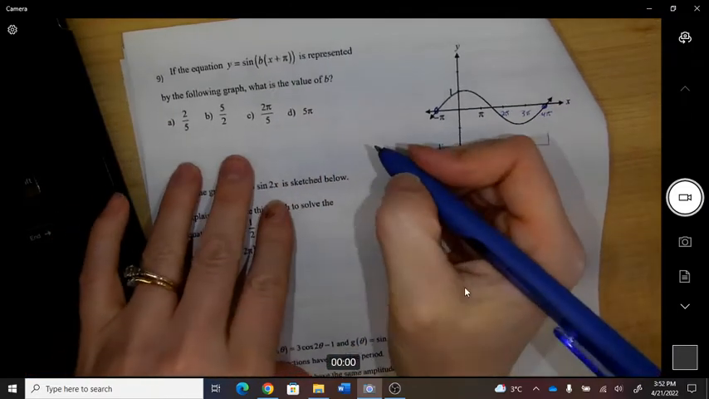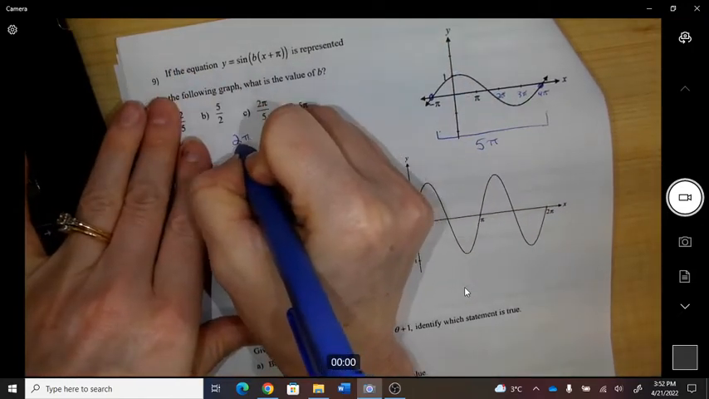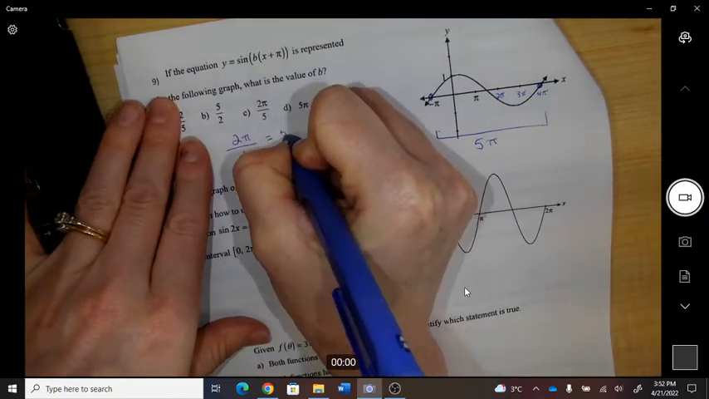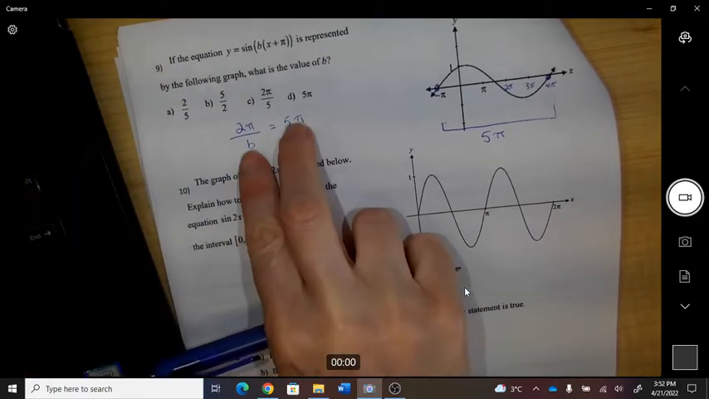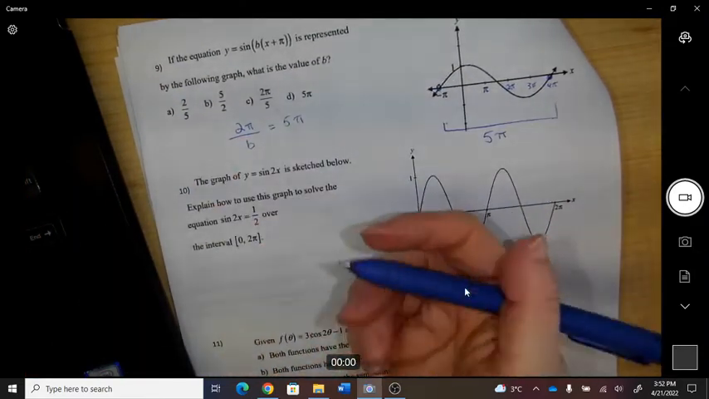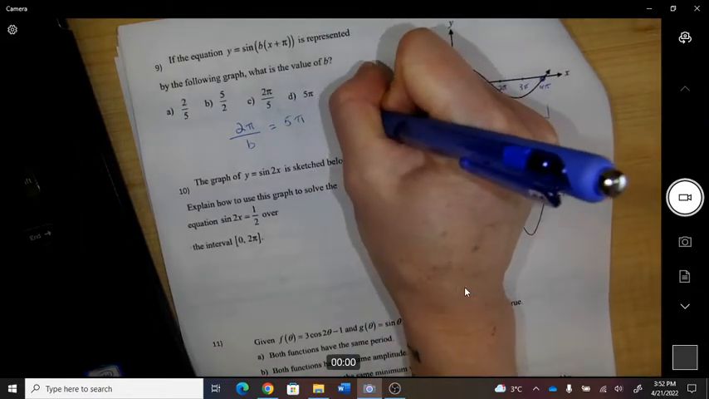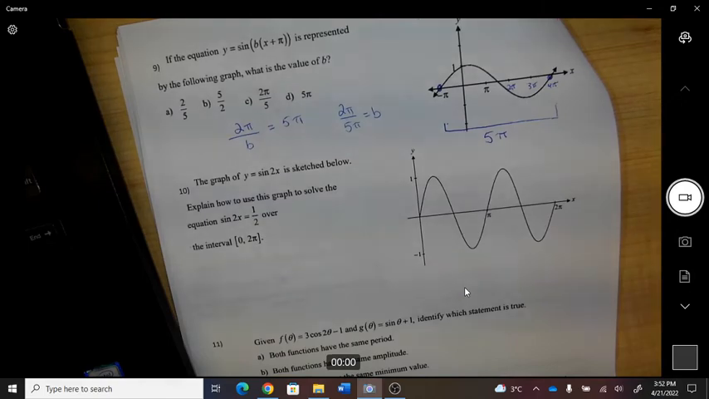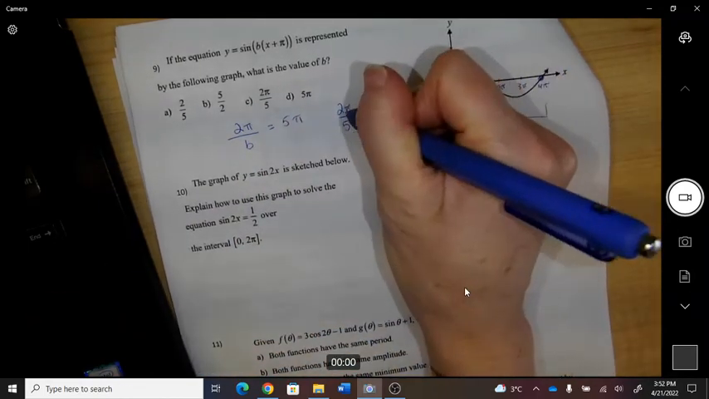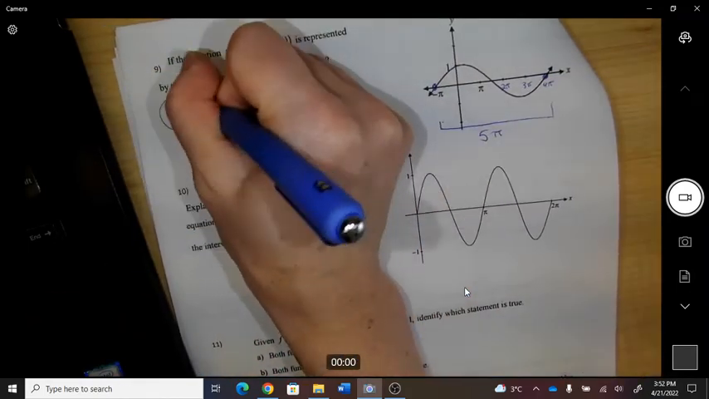Okay, so I'm going to do 2 pi, what would I have to divide it by to equal 5 pi? Okay, so to solve this, I'm actually going to cross multiply, which flips those around. So I flopped them, and then those would cancel, so A.